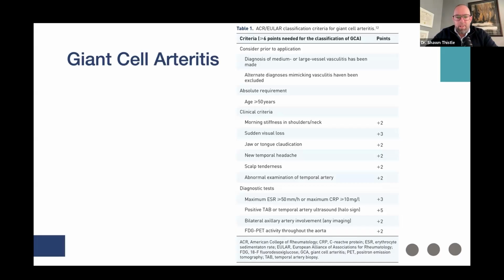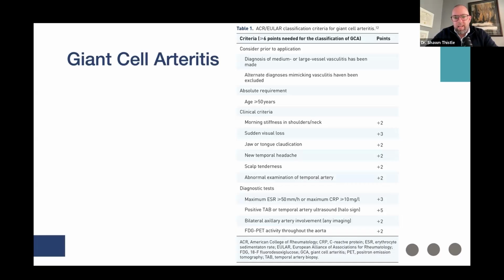An abnormal examination of the temporal artery. And then diagnostic tests include ESR, positive TAB or temporal artery ultrasound. I notice how they give that one 5 points. Like if there's a pathology in the temporal artery, that's a home run for this diagnosis. And bilateral artery involvement, or another PET scan imaging through the aorta.